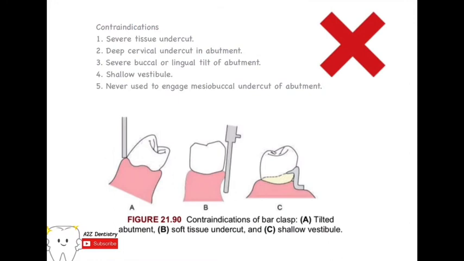So coming towards contraindications, see, contraindications are basically the opposite of the advantages; if we take anything opposite, it will remain a disadvantage or contraindication. See, earlier we said that it can be used only in cases of smaller undercuts. So the contraindication is where we cannot give it: where severe tissue undercuts are present, right? In cases of major undercuts we cannot give this kind of clasp, right? In cases of deep cervical undercut, right?